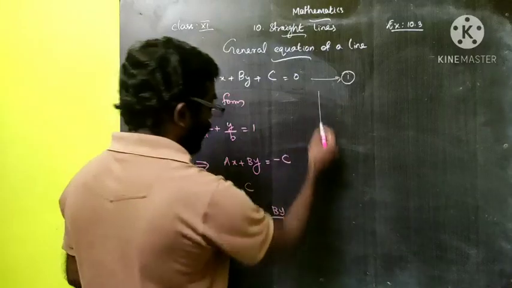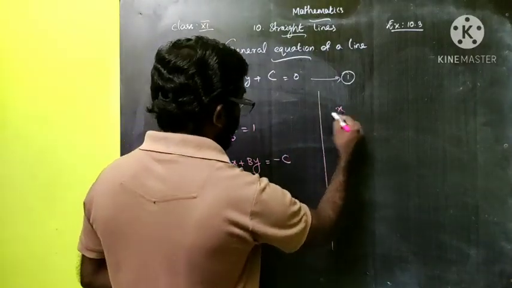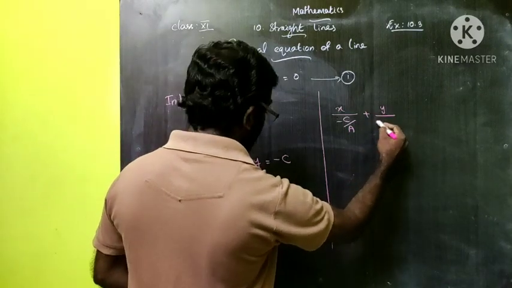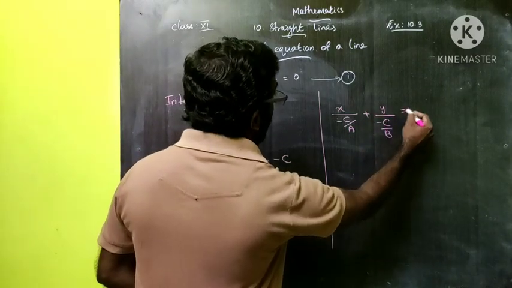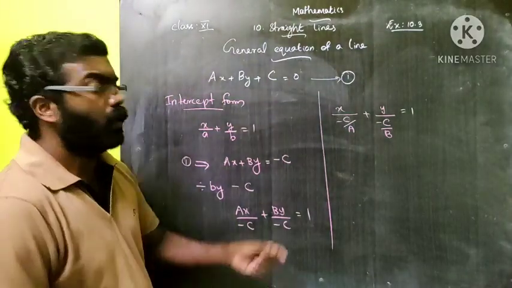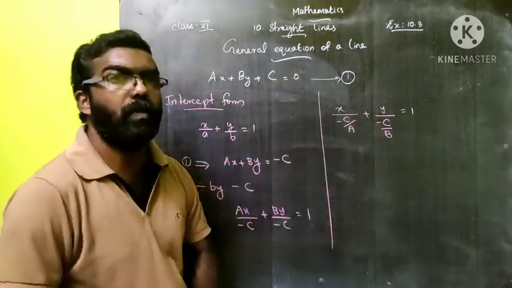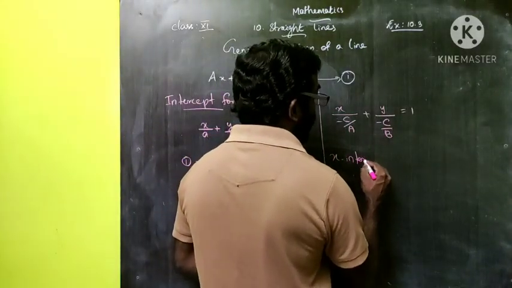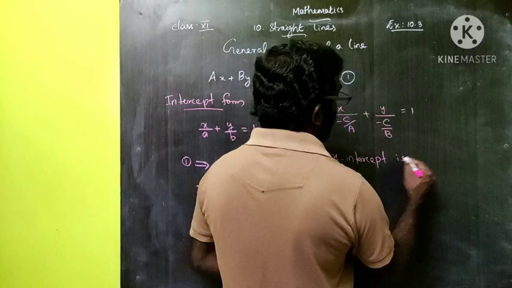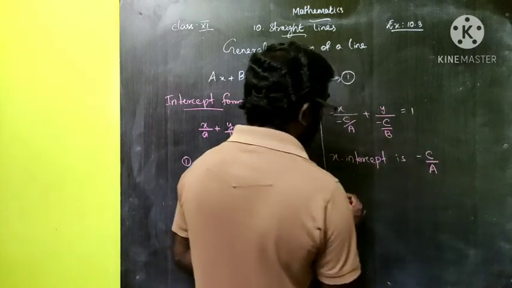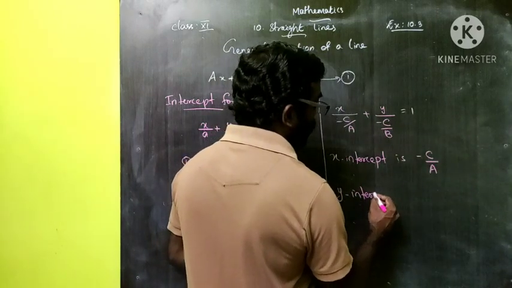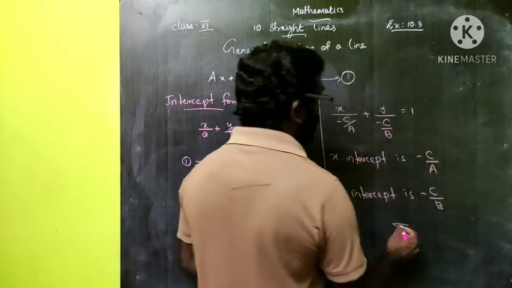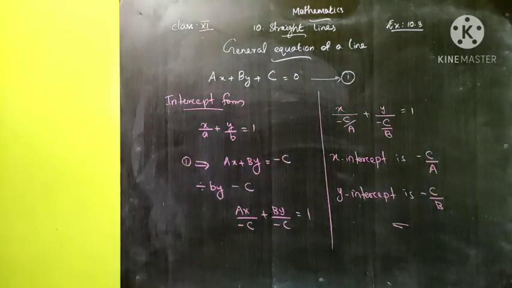Now we can rearrange this one. This can be written as x by minus c by a, plus y by minus c by b, which is equal to 1. And what we can conclude? Here it is of the form x by a plus y by b is equal to 1. So the x-intercept is minus c by a and the y-intercept is minus c by b.